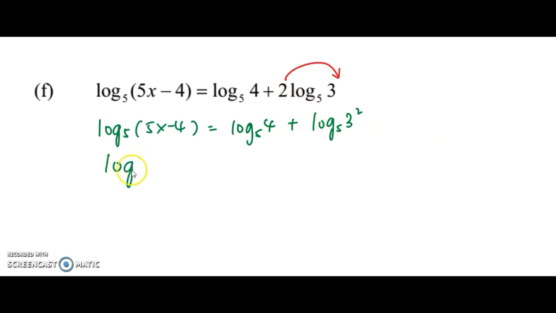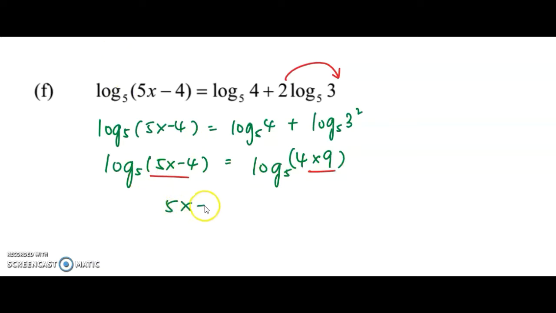So the left hand side is already in the single log, I will just copy it down, and the right hand side I need to combine them by taking the 4 multiplied by 9. Why can I do that? Because the plus over here follows the laws of log, this is going to be multiplied. And now the content, we can compare it because both have the base 5.